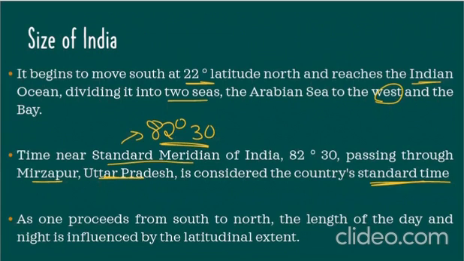Now, as one proceeds from south to north, the length of the day and night is influenced by the latitudinal extent. So when a person is going from south to north, the length of day and night will change as per the latitudes.